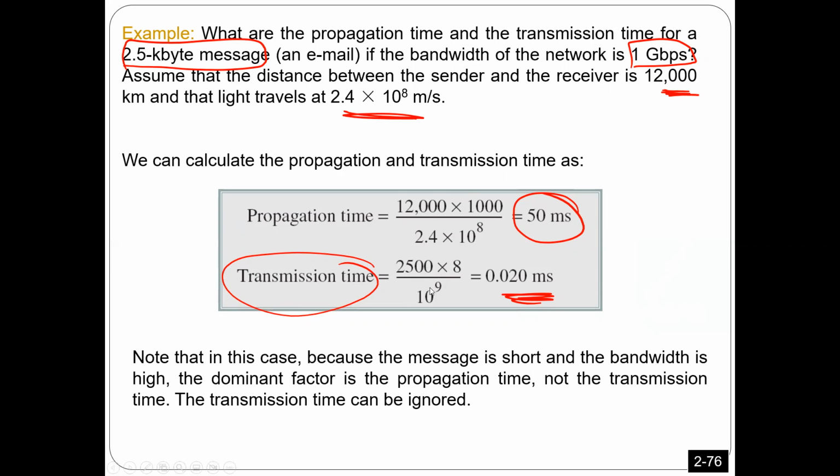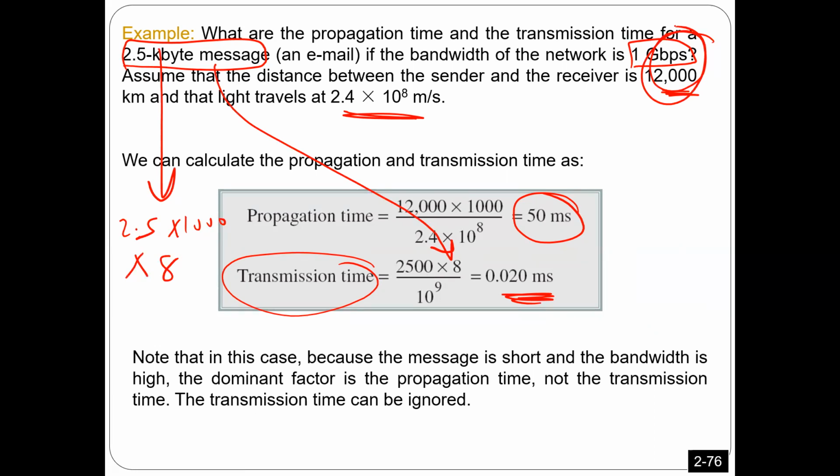So if I do the calculation, this is the message. This message I have to convert to bits. So it's 2.5, and because of the kilo, I have to multiply by 1,000. And because it's a byte, I have to multiply by 8 to convert it to bits. Why do you have to convert it to bits? Because this one is bits, so both of them should be bits.